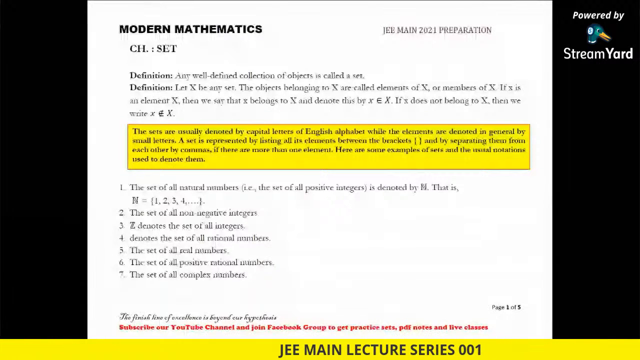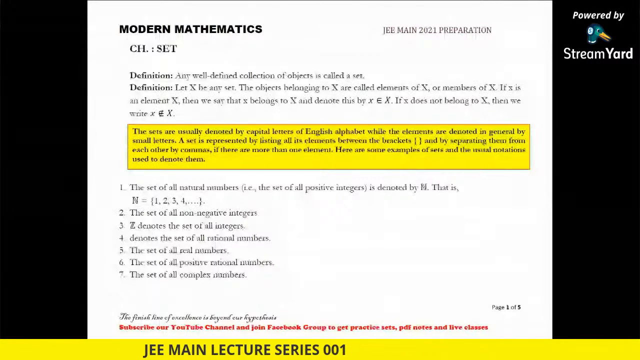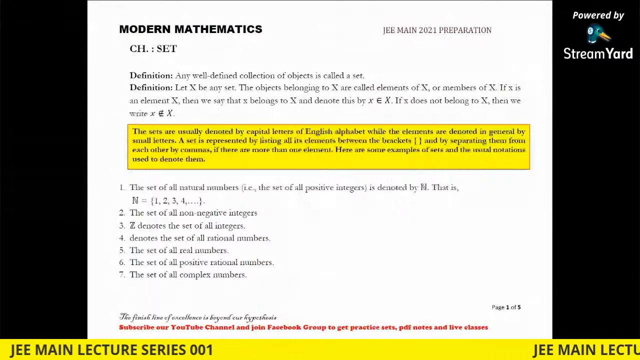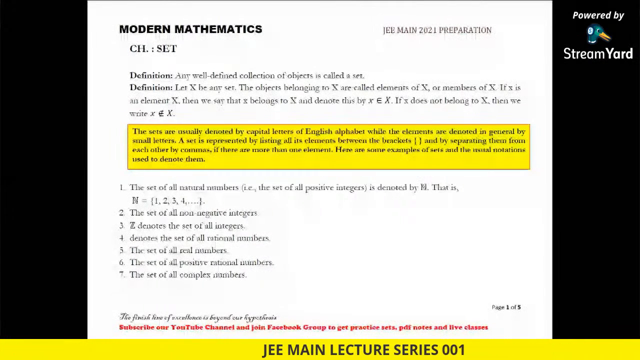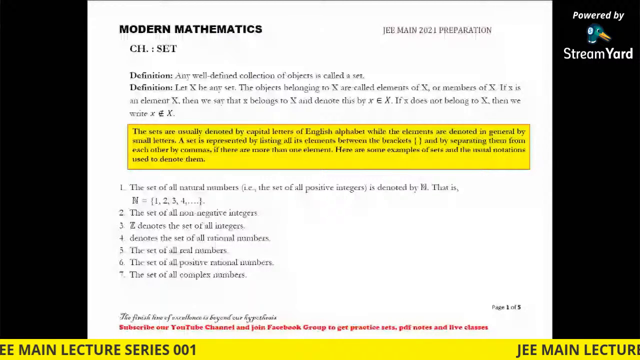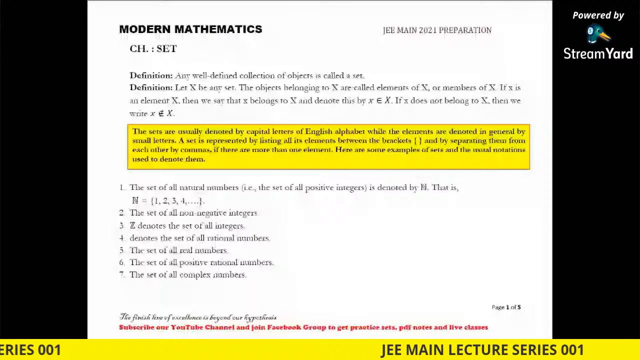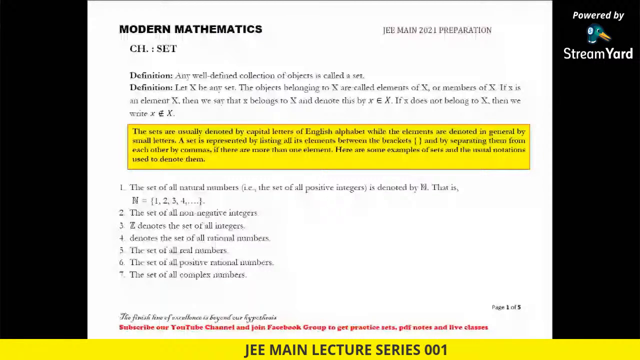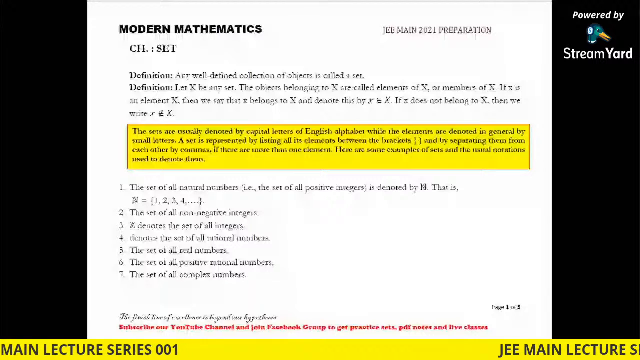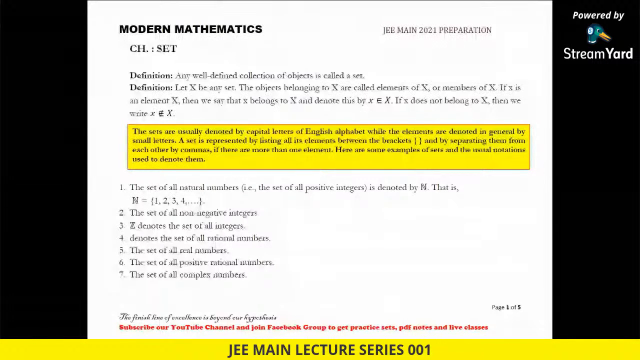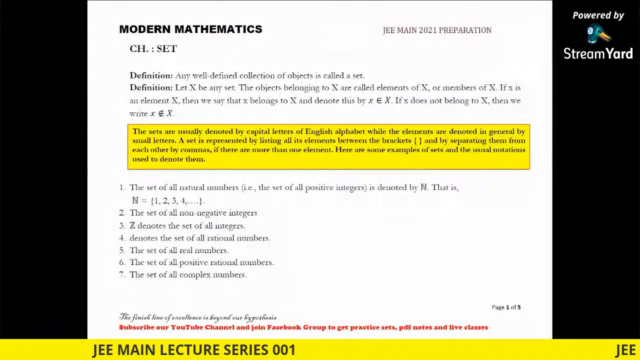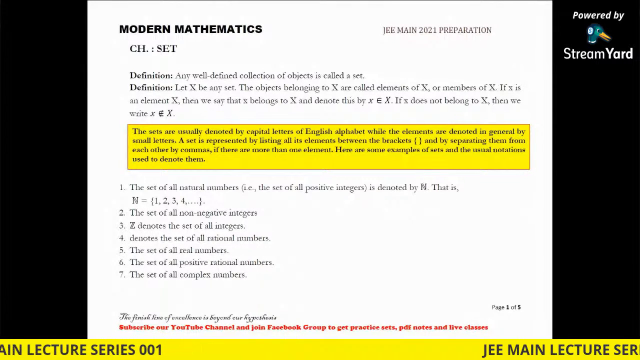What is a natural number? We study and practice the numbers 1, 2, 3, 4 naturally, after birth. By practice we realize the numbers 1, 2, 3, 4, and so on. These numbers 1, 2, 3, 4, 5, 6 are naturally adopted by us. So these are called the set of all natural numbers.